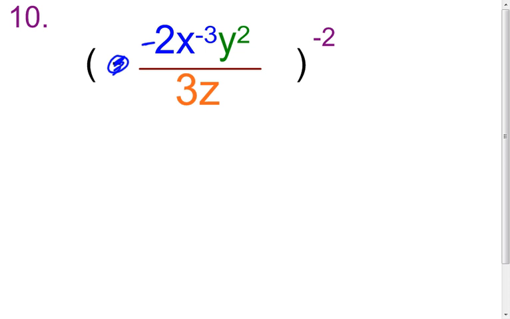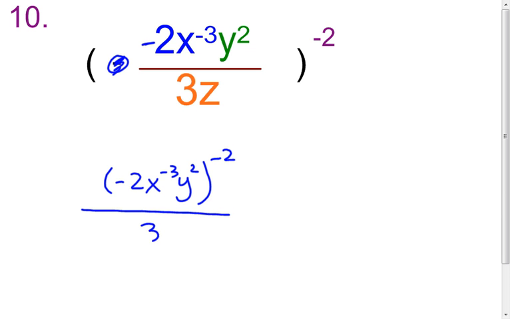So on the top then, I have negative 2, x to the negative 3rd, y squared, raised to the negative 2 power. On the bottom, I have 3z raised to the negative 2 power. Again, when you have a fraction raised to the negative 2 power, think about taking the numerator to that power and the denominator to that power separately.